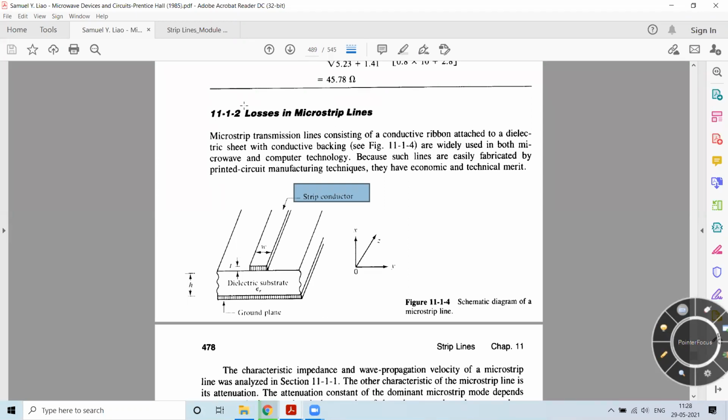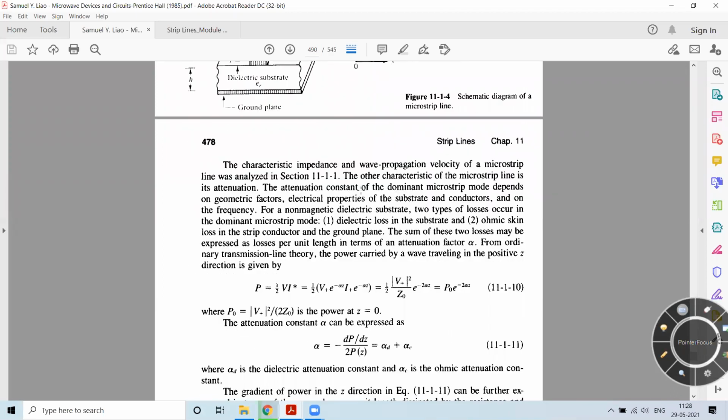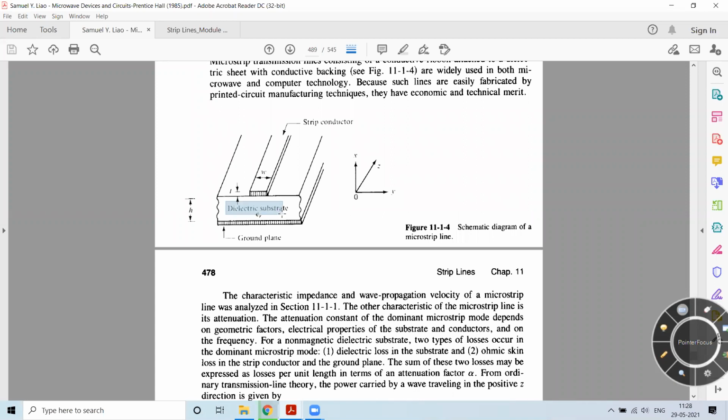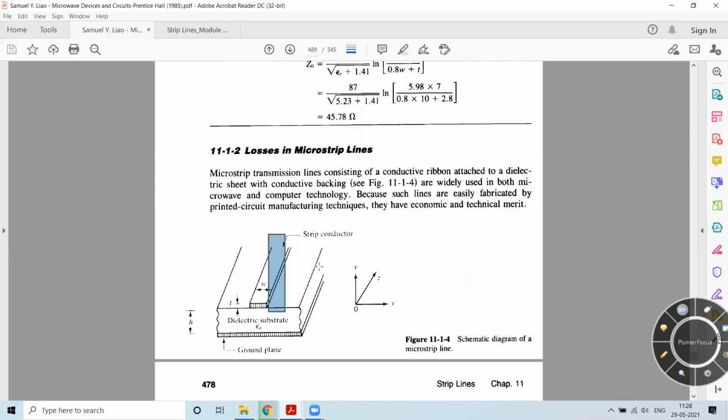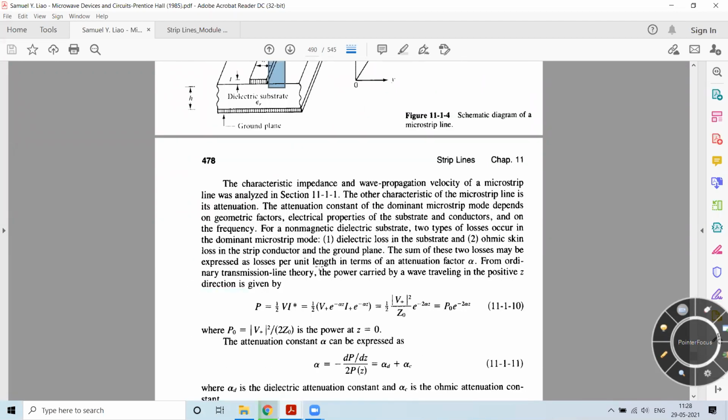So totally, three types of losses we can observe in a microstrip line. One is the loss due to the dielectric substrate, one is the loss due to the conductor, the stripline conductor, and another one is the radiation losses. So these are the three losses which we can observe in a microstrip line.